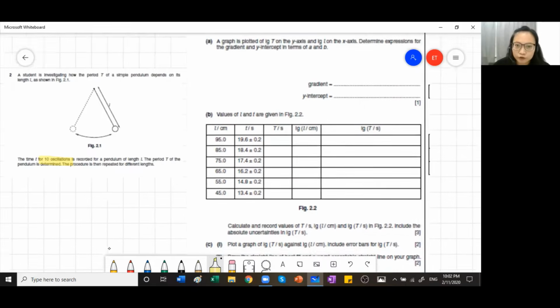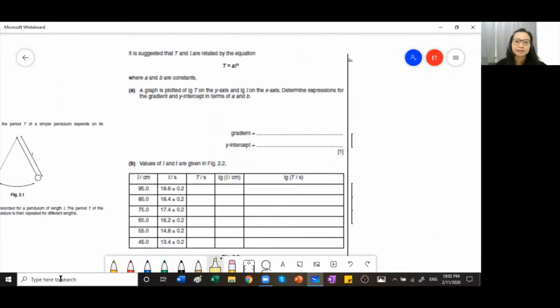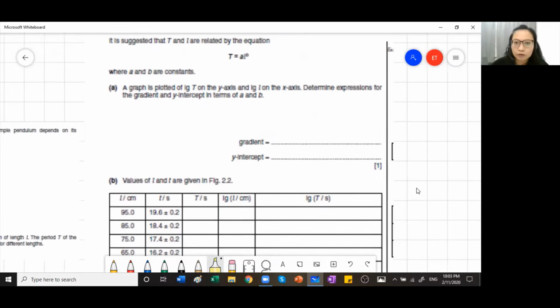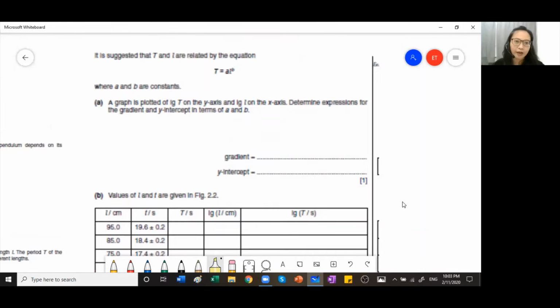Let us go straight to the question. It is suggested that T, which is the period, and length L are related by the equation T equals AL to the power of B, where A and B are constants. A graph is plotted of log T on the y-axis and log L on the x-axis. Can you see that they are very clear on that? Determine expressions for the gradient and the y-intercept in terms of A and B.